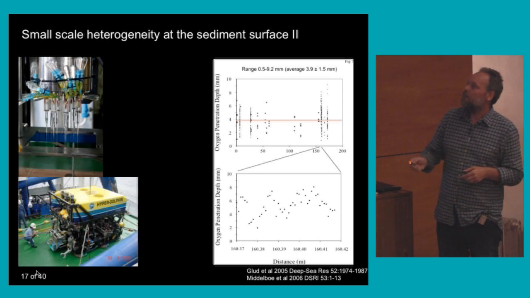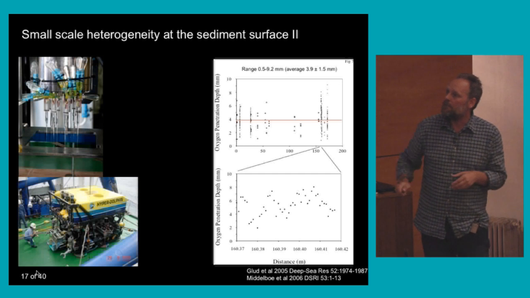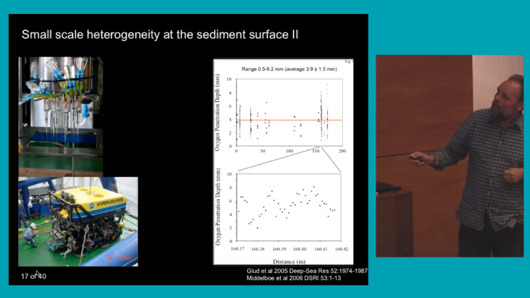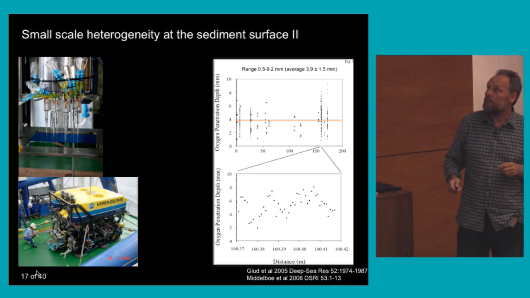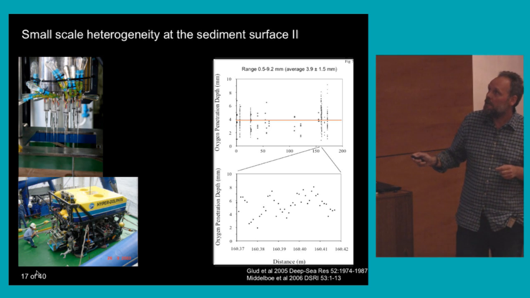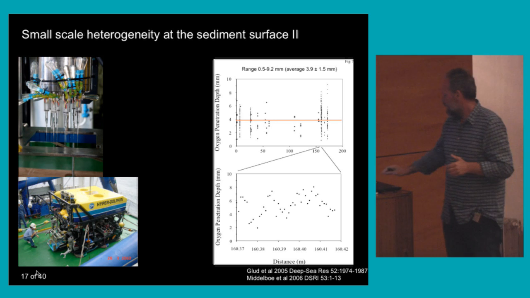If we extend it a little bit, what we have done is we've placed our instruments in patterns on the bed at 1,500 meters of water, roughly, and where we have measured hundreds and hundreds of microprofiles. And each dot here is the oxygen penetration depth. And this is the average, about 3.9, along a transect of 150 meters. And you can already see here the variability is happening on the small scale. You can see tremendous variations in the oxygen penetration depth, reflecting the metabolic turnover.